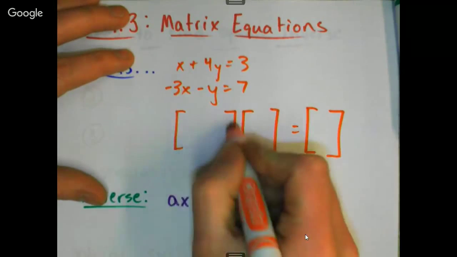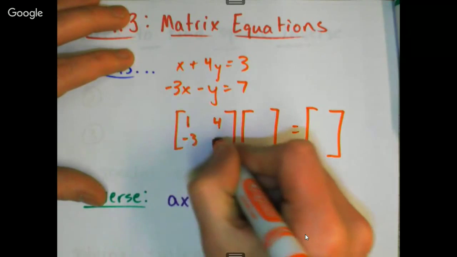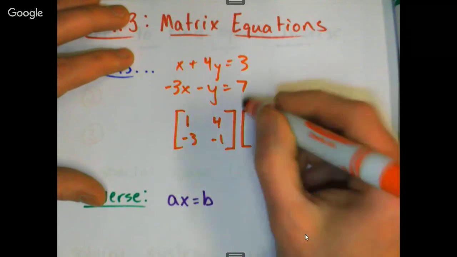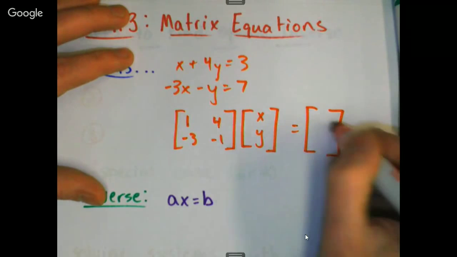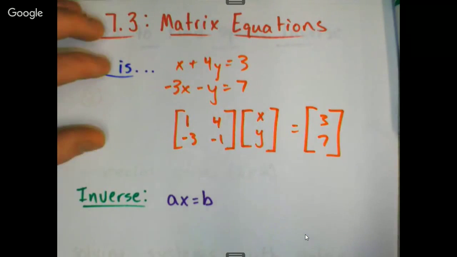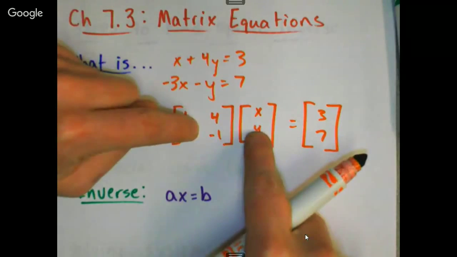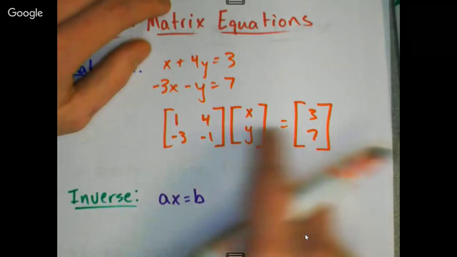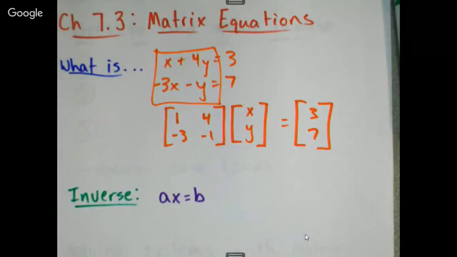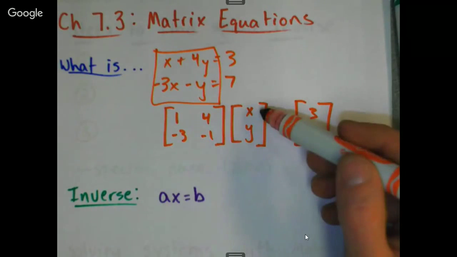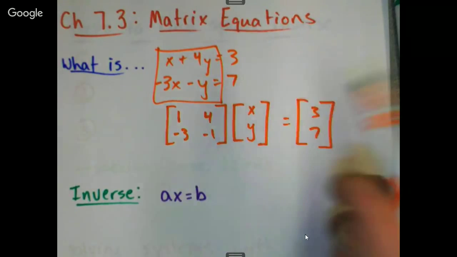So we have, again, our coefficient matrix, which is 1, 4, negative 3, negative 1. We have our variable matrix, which will be x and y. And then we will have our solution matrix, which is there. So this is a matrix equation. If I multiply these two together, I will get this solution. Our goal, again, like we've been working on, is to solve for this x and y.